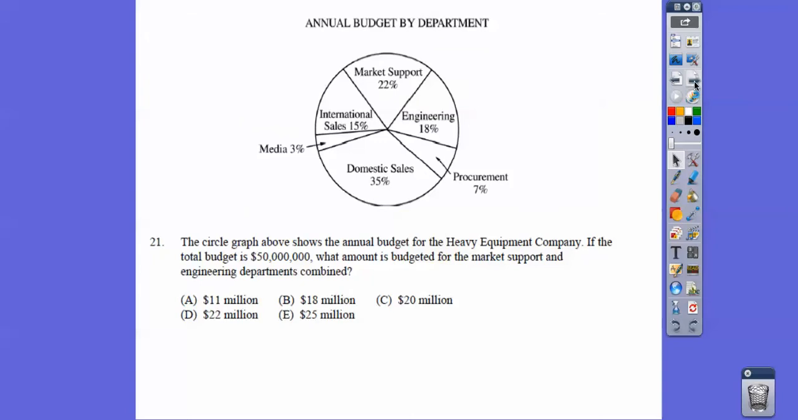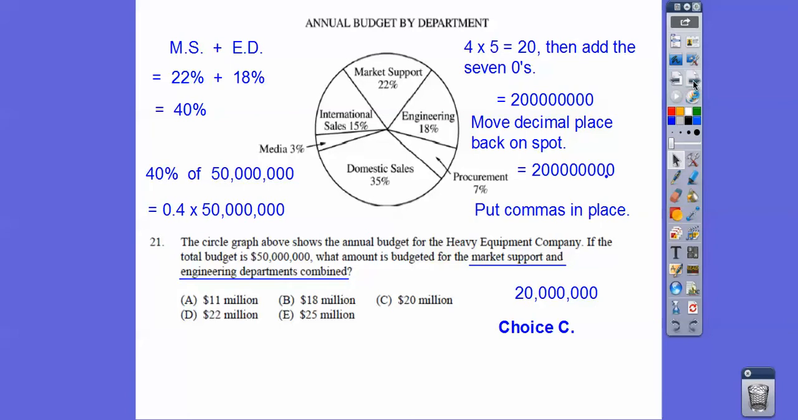All right, so the circle graph above shows the annual budget for the heavy equipment company. If the total budget is $50 million, what amount of the budget is for the marketing? So here's marketing right here, 22%. And engineering is 18%. So if we add those together, we get 40% right there. Okay, so we just look for 40% of 50 million. Okay, I know 4 times 5, you guys, is 20. So it's going to be 20 with all of these zeros right here. So those 7 zeros, okay, so that's going to give us that right there.